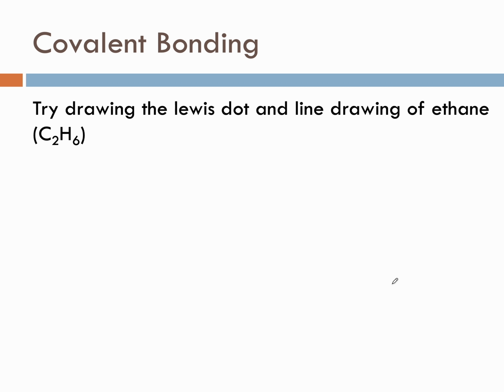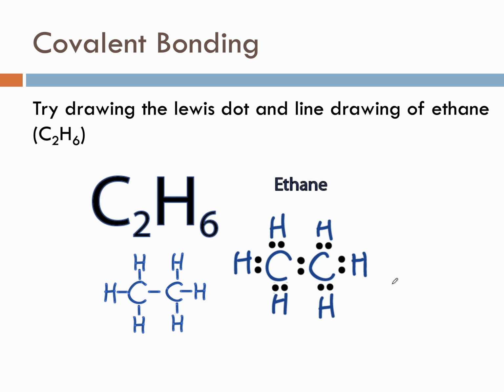Hopefully you had some success. I'll tell you how it works now. So here's some drawings of it. The carbons are each going to bring 4 valence electrons. So here's one from carbon, here's one from carbon, here's one from carbon, and here's one from carbon.